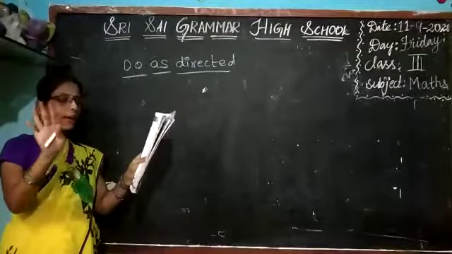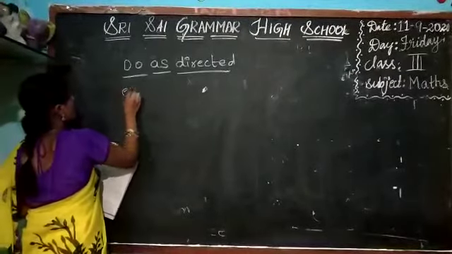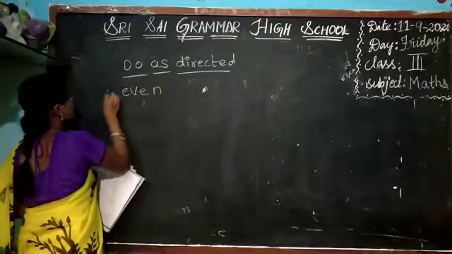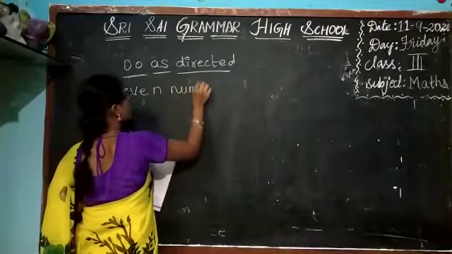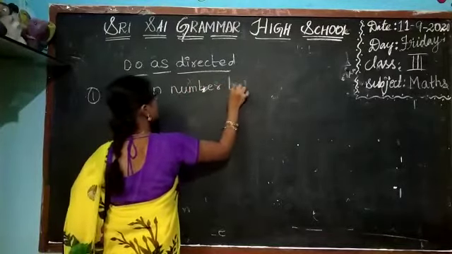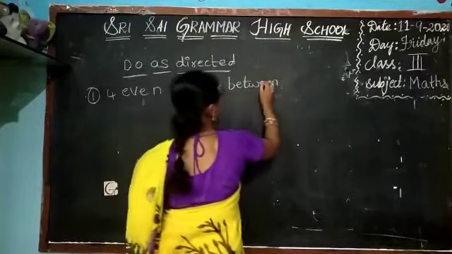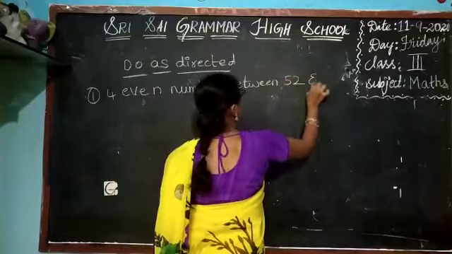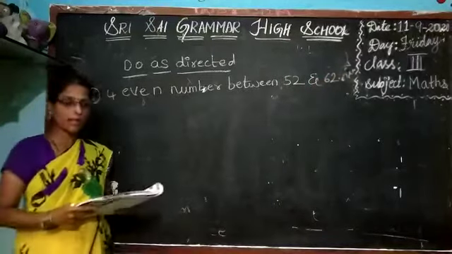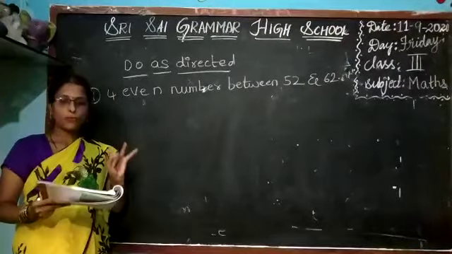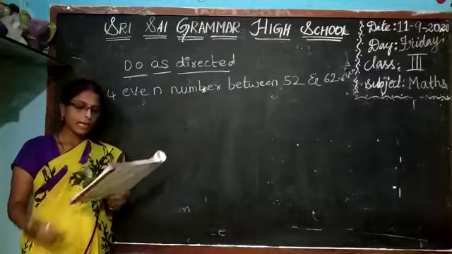Write four even numbers between 52 and 60. Four even numbers between what? 52 and 60. Even numbers means what? What are the even numbers you have learned in the second class? 2, 4, 6, 8, 10, 12, that all come under the even numbers.